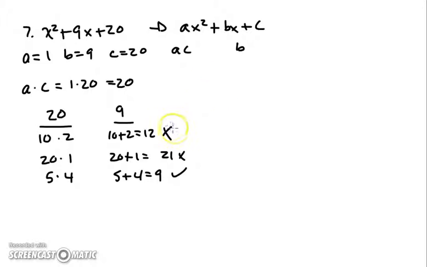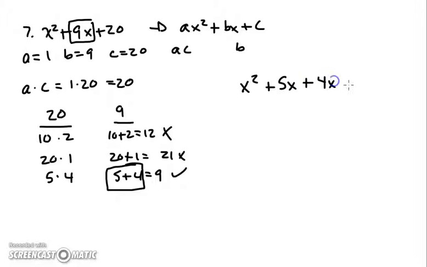Once we get our numbers, 5 and 4 in this case, we want to rewrite this 9 as 5 plus 4. So we have to think x squared plus 5x plus 4x plus 20. If you had a distributive problem, you would do the distributive property, so the first terms, then the outer terms, the inner terms, the last terms. You're always going to end up with 4 things, and then we would combine these like terms here to get 9.